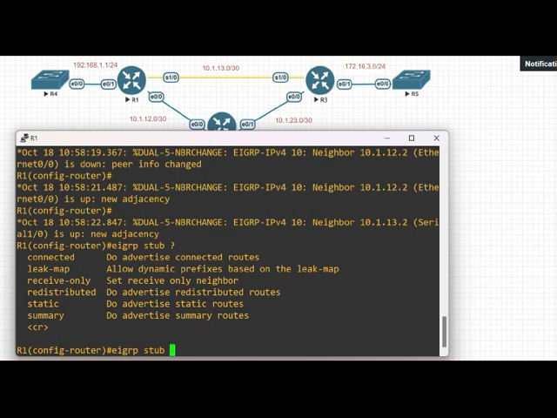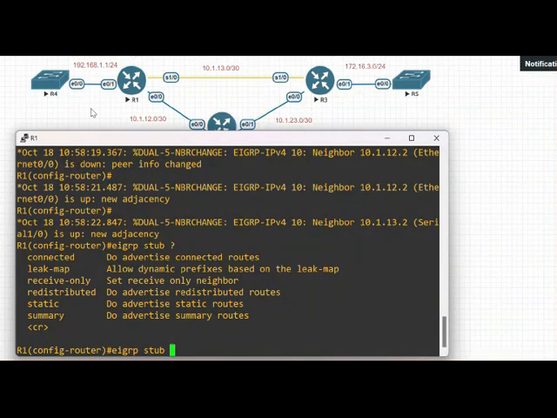Or we can use a leak map. This allows for dynamic prefixes based on the leak map. A leak map is basically like a filter. Let's say, for example, we want to configure R1 as a stub because we do not want to advertise any networks to the other routers in the AS. However, let's say after this we are going to connect router 1 to another router, and they have routes from other networks, and we want to advertise only a certain route from all the routes that are available from that particular router.